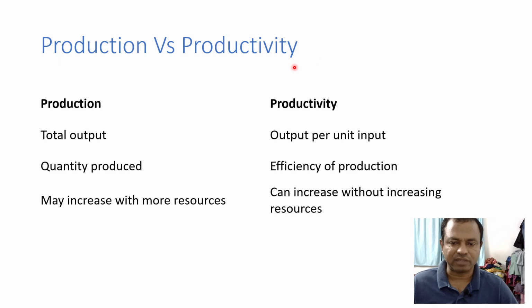Production versus productivity. Production means total output produced. Productivity means output per unit input. Output by input means output per unit input. Production is the quantity produced and productivity shows the efficiency of production. Production may increase with more resources, but productivity can increase without even increasing the resources. With the same resources, we can increase the productivity.